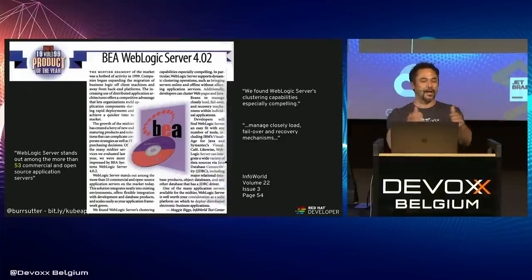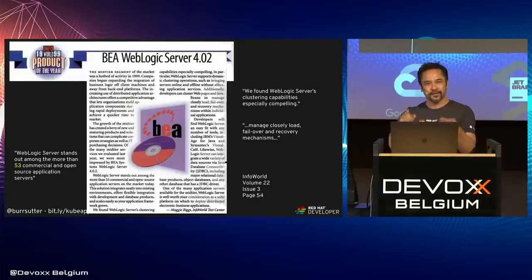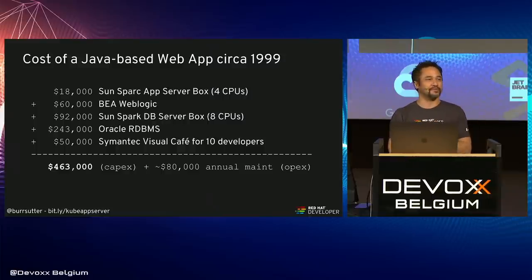And this was our top app server of the day. They won the award for 1999, BEA WebLogic. Okay? And you know the number one feature they loved? The clustering capabilities, because that was why we loved our app servers. That concept of how to run our application at scale, scale it up, scale it down, load balance, have failover, the same things I just showed you with Kubernetes. Okay? Now, here's what it cost back in 1999 to do Hello World for our website in Java.